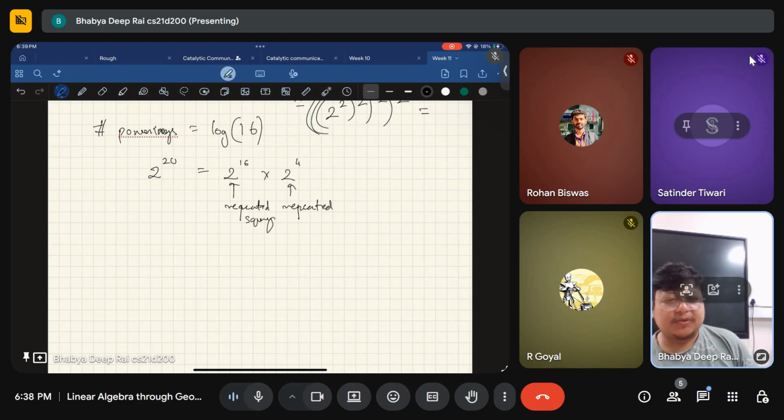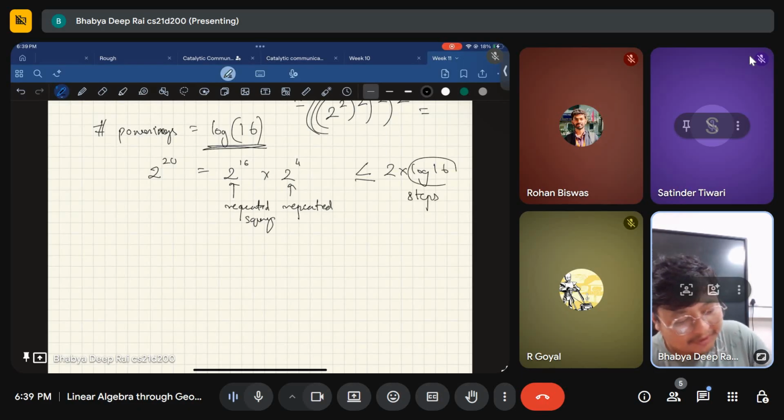Okay, so the number of steps will be increased by a little bit. If this was log 16, you can upper bound this by at most 2 times log 16 steps. Because if it was more than log 16, it means that this power was more than 16, which is a contradiction. Okay, number of steps, at most 2 times log 16. This is the same concept you will apply here.